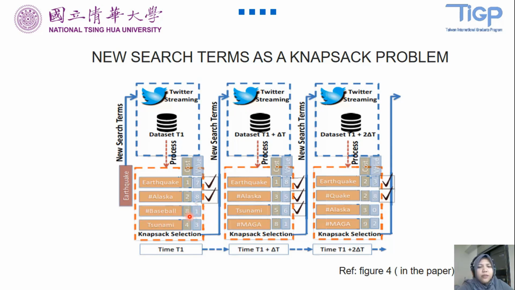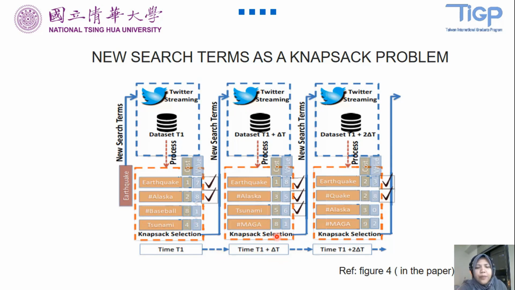In baseball, they have a very high cost and the value is very limited, so they ignored this one. And tsunami has a middle cost and not high value, so they did not select this word as a search term.